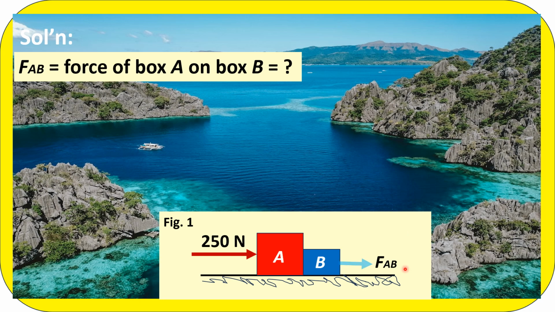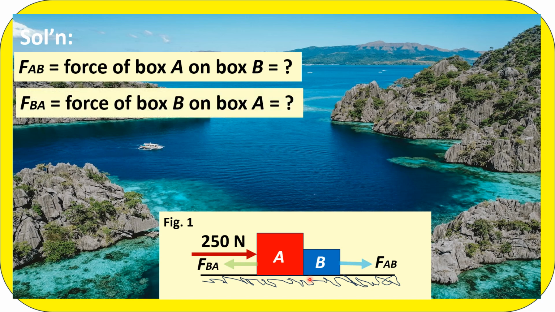We can call it the action force, and the reaction force would be the force FBA, represented by the arrow pointing to the left, and FBA is just the force exerted by box B on box A. So these two forces are an action-reaction pair of forces. They are equal in magnitude, opposite in direction, acting at the same time, but definitely acting on two different bodies.